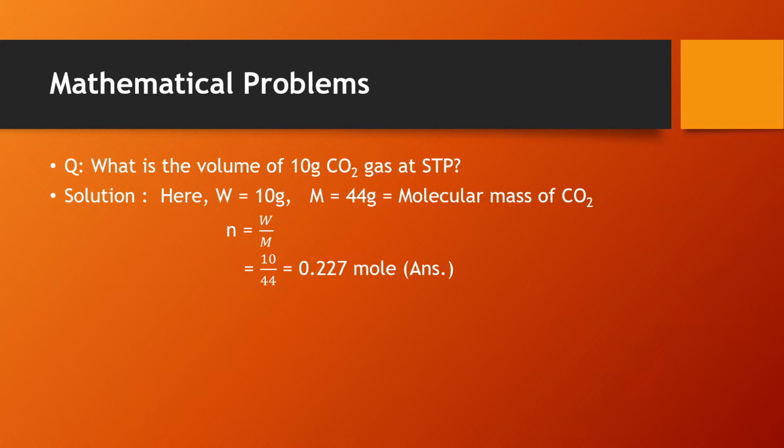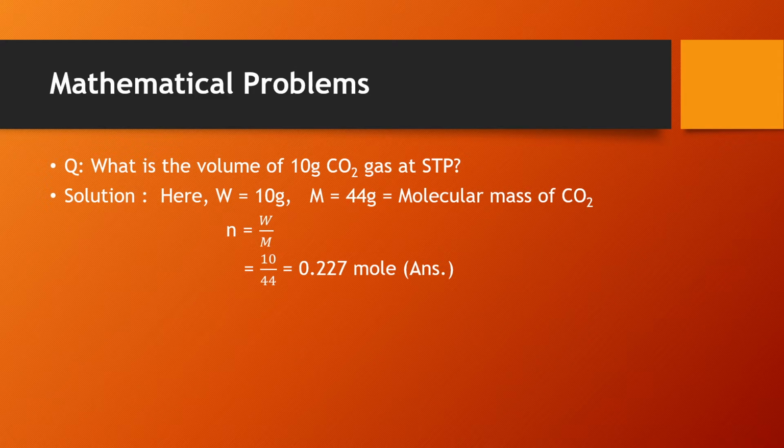So there's the mass of substance, that is 10 gram, and the molecular mass of carbon dioxide, you can determine that. M and W are given, and by using n equals W by M, you can easily determine the mole number of 10-gram carbon dioxide. We have learned this formula two slides ago. So this is the example of a mathematical problem. So molar volume of a gas is now clear to us.